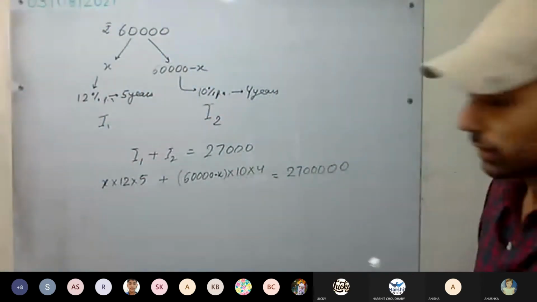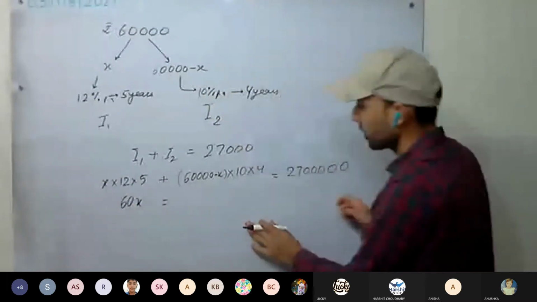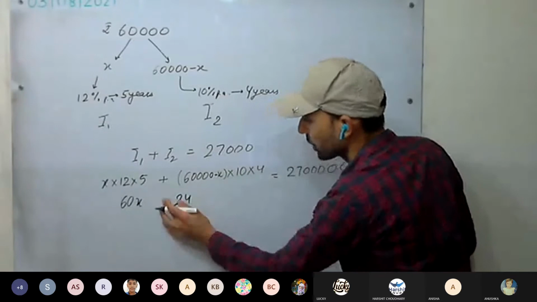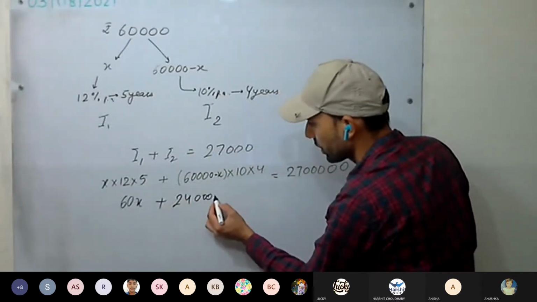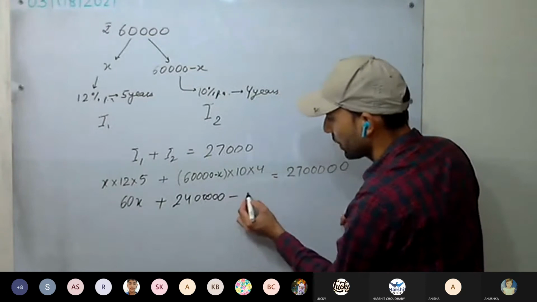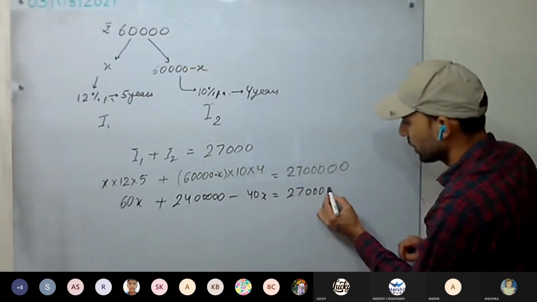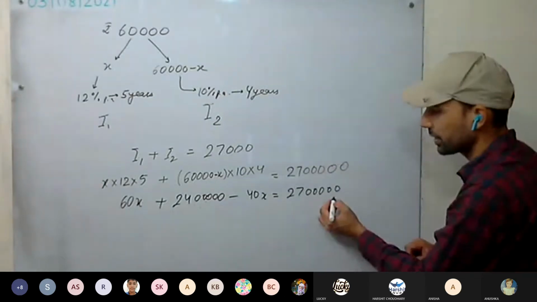So how much have you got? It is 60x into 40. 4 6s are 24, so 4 zeros here and 1 zero forms here. Minus 40x equal to 27,32,5 zeros. Okay, 3 2 5 zeros, it comes on this side.